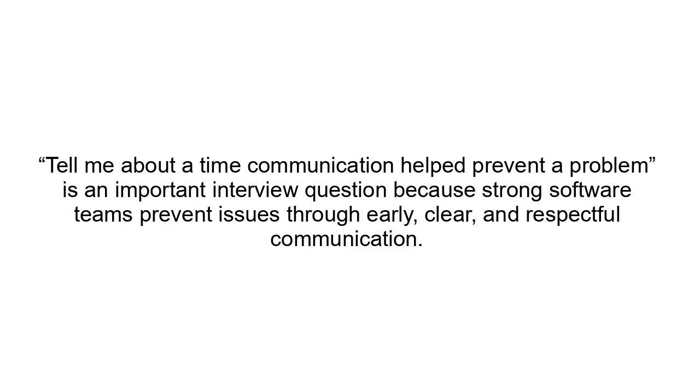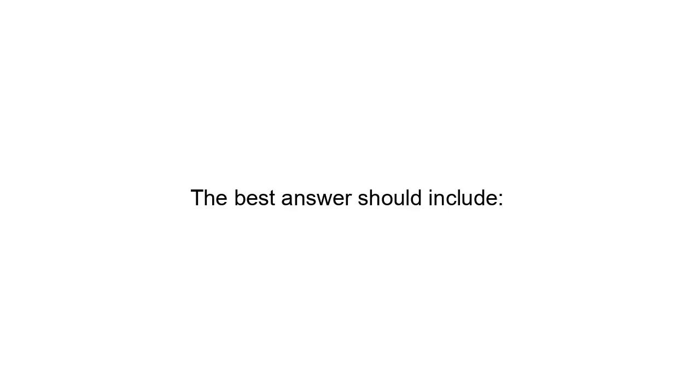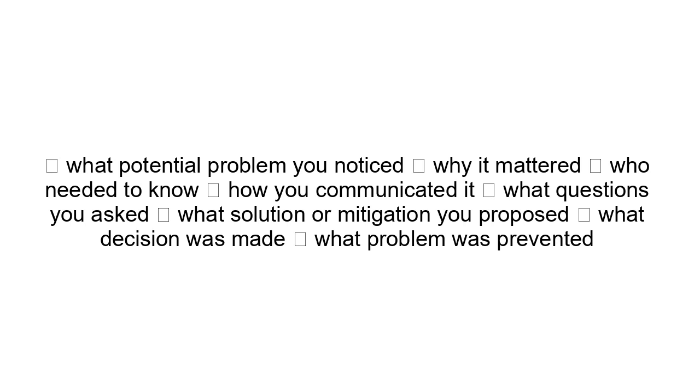Final summary. Tell me about a time communication helped prevent a problem is an important interview question because strong software teams prevent issues through early, clear, and respectful communication. The best answer should include: what potential problem you noticed, why it mattered, who needed to know, how you communicated it, what questions you asked, what solution or mitigation you proposed, what decision was made, what problem was prevented.